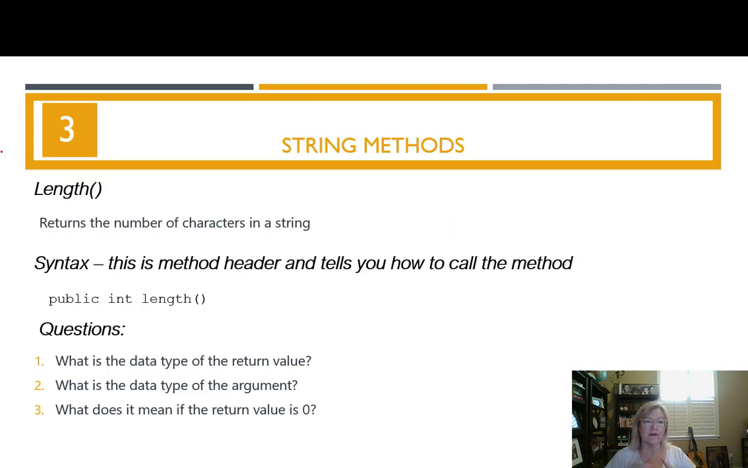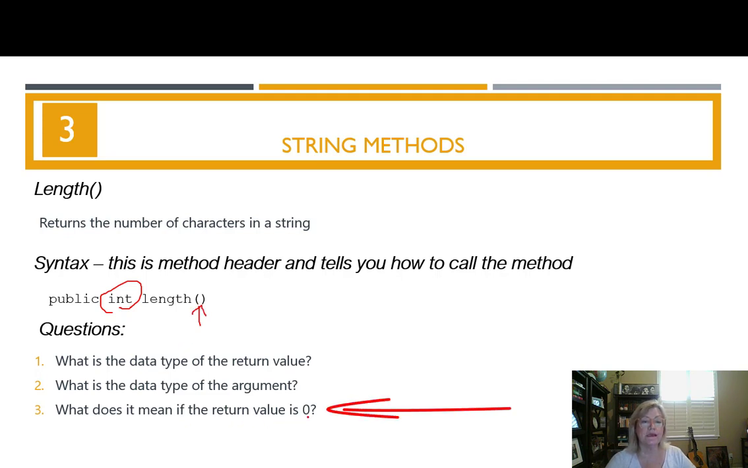Here is a method called length. It's actually lowercase l. It returns the number of characters in a string. And here is the method header, public int length. So what is the data type of the return value? It's going to return int, the number of characters. What is the data type for the argument? No, it doesn't need an argument.